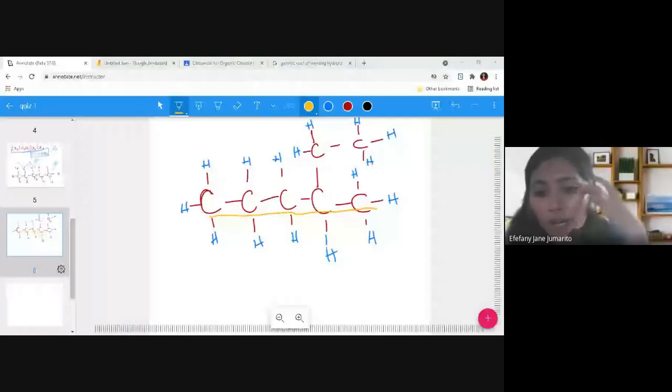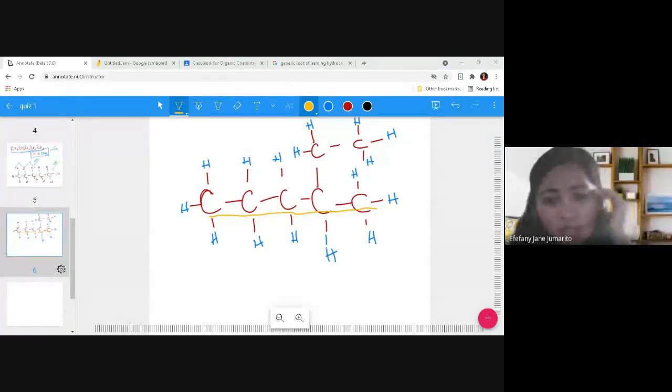So the first thing to do is you find the longest chain of carbons. So what is the longest chain, class? Is it a straight line? Is it this one? No, ma'am. Okay, it's not, because it only gives 5 carbons to count. Now, first thing to do, good class, is you find the longest chain.